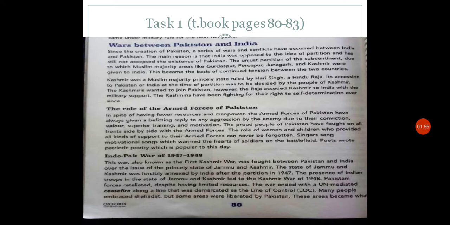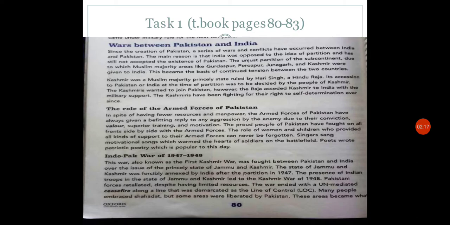forces. The role of women and children who provide all kinds of support to the armed forces can never be forgotten. Singers sang motivational songs which warmed the hearts of soldiers on the battlefield. Poets wrote patriotic poetry which is popular to this day.